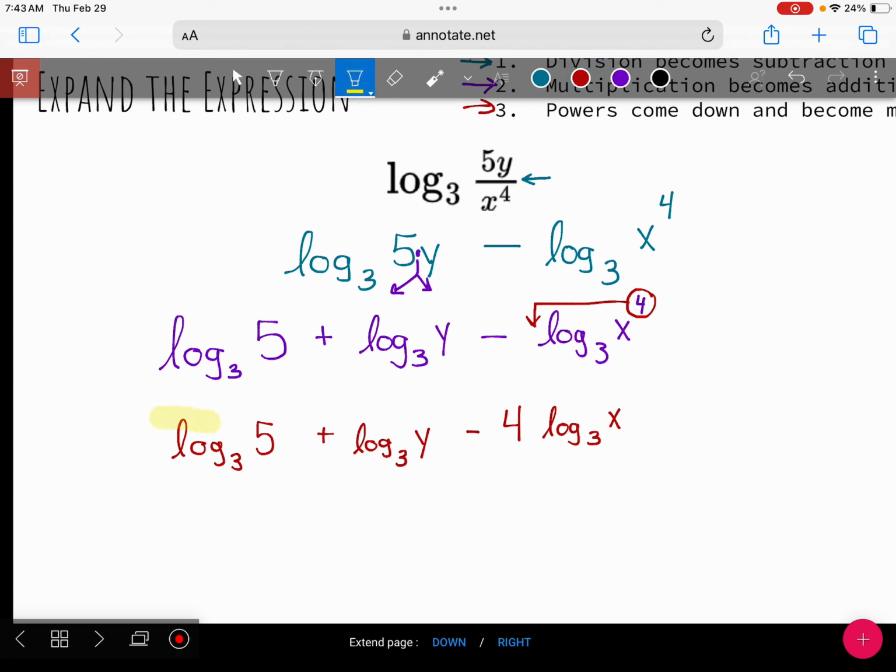When we are done expanding, there should be no more exponents, and each log should only have one thing in it. Log 5, log y, log x. They only have one term inside. So each log should have only one term, and it shouldn't have any exponents. My iPad's about to die, so I'm gonna come back here. Okay, questions on this one, because this is the first one that we had that kind of combined things together.